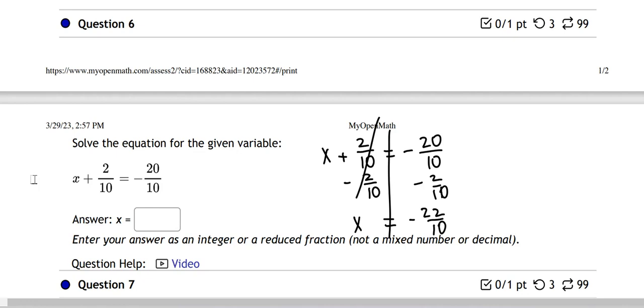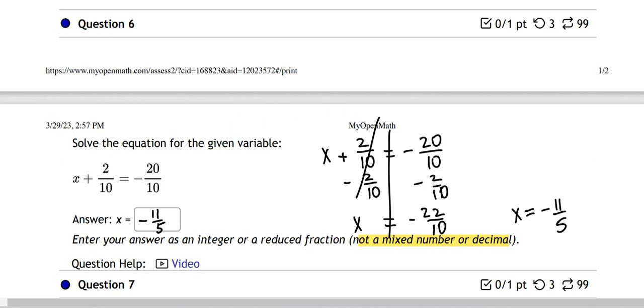They do not want you to write a mixed number or a decimal, so it needs to be a fraction. So x equals, and then you reduce by 2, negative 11 over 5. So negative 11 over 5 is your answer.